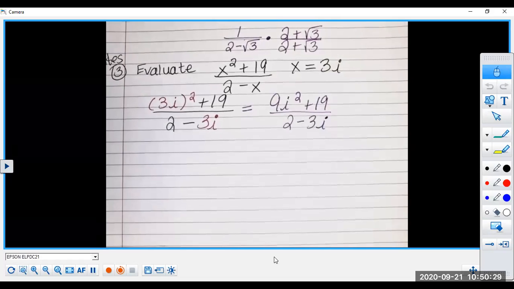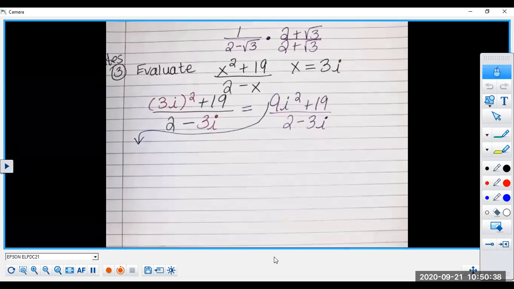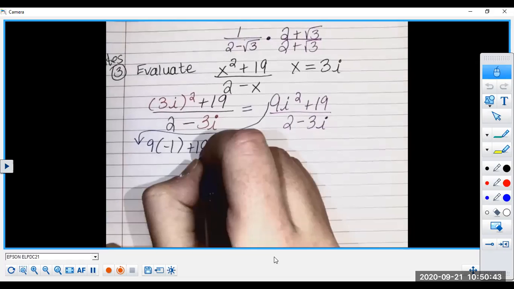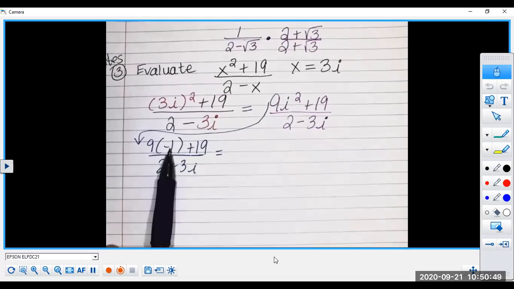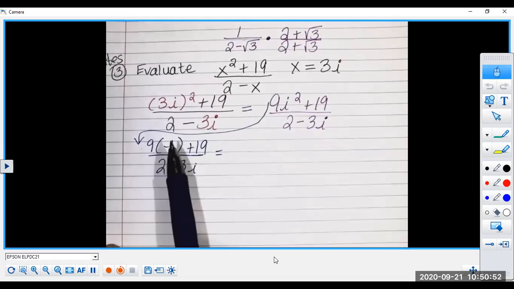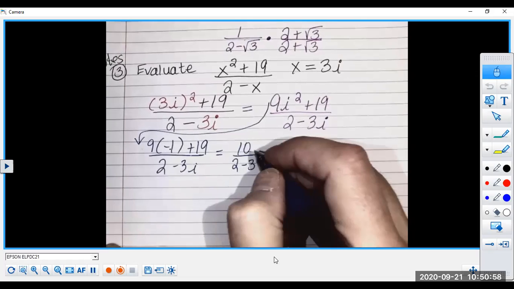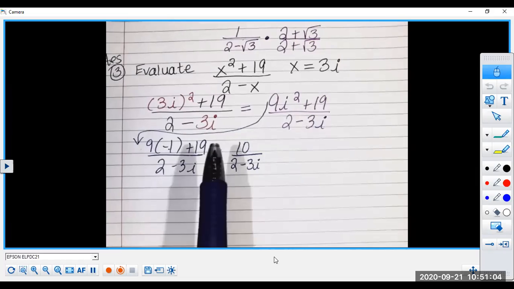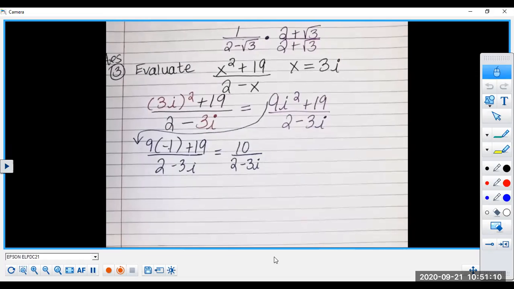What will the top or numerator become? i squared turns into -1. You don't have to write this extra step, but just showing you in case some of you are still confused. i squared becomes -1. That makes -9 plus 19, 10, all over 2 minus 3i. Okay, from that point, we plugged in and simplified. The denominator did not need any simplification. What is our next step?